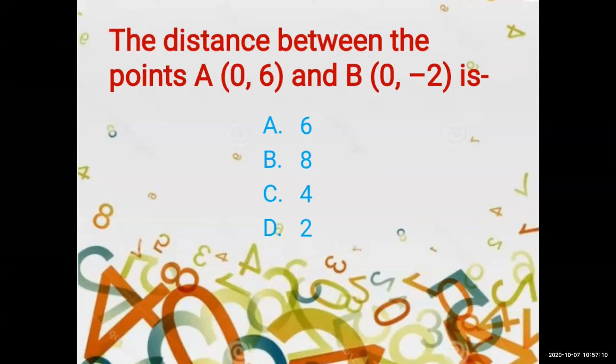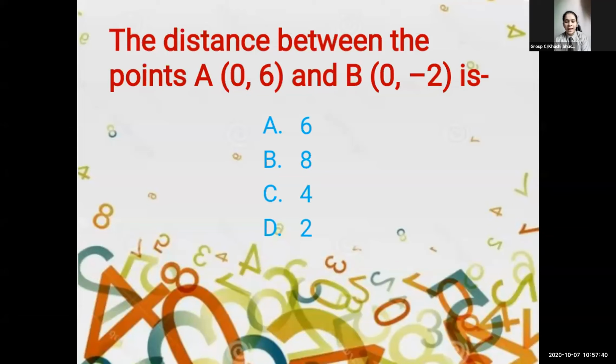Okay, so let's see the second question now. Because I have given the question to group C, no one has raised the hand. Time near about. Okay, group C, Preeti Nag. Where is she? Okay, Khushi. Option B.